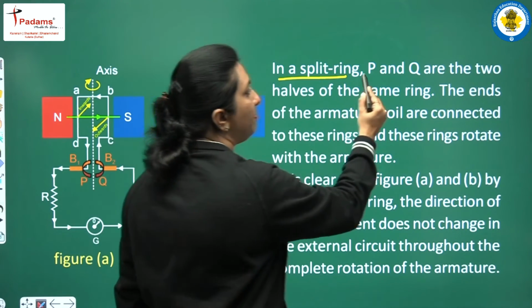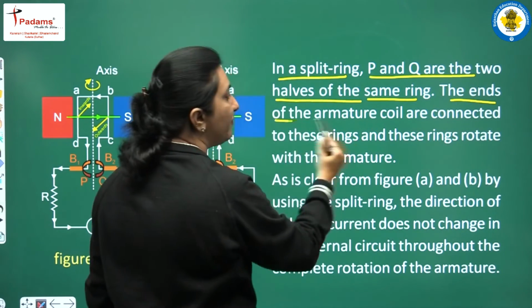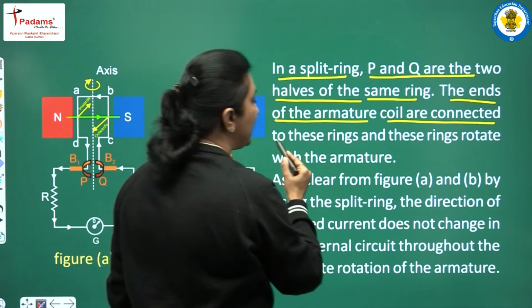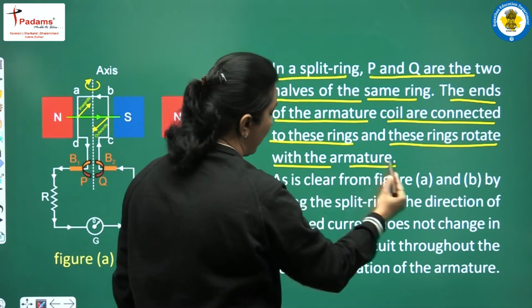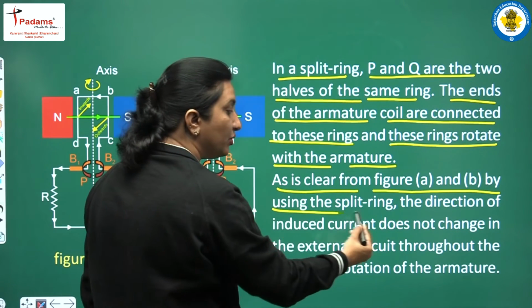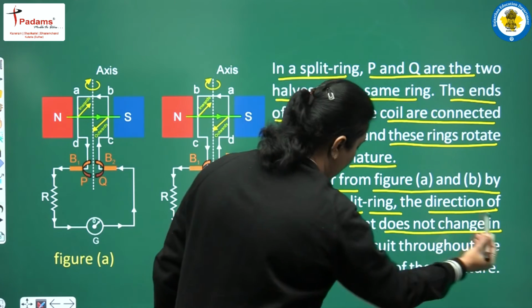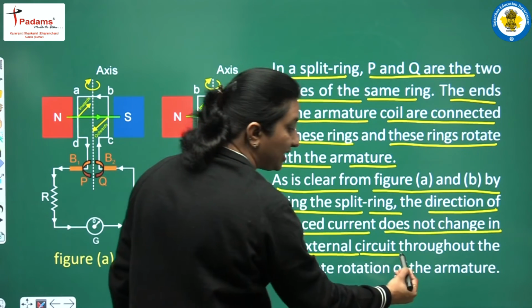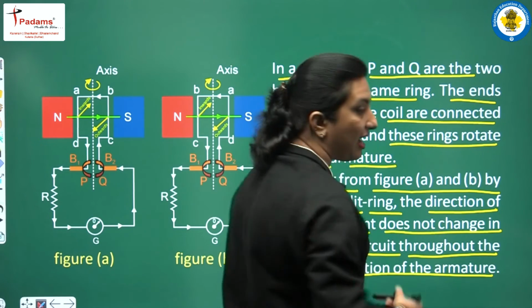In a split ring, P and Q are the two halves of the same ring. The ends of the armature coil are connected to these rings, and these rings rotate with the armature. As is clear from figures A and B, by using the split ring, the direction of induced current does not change in the external circuit throughout the complete rotation of the armature.